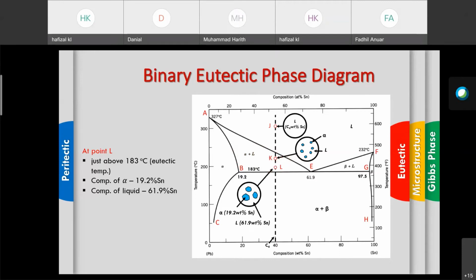Okay, in case point L is a little bit higher than 183, we can take the value of 19.2 for the alpha, and also for the liquid, 61.9.